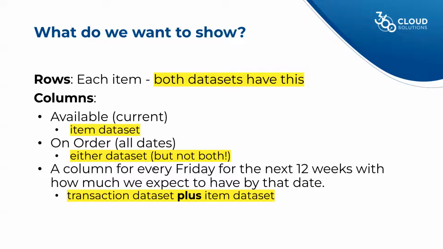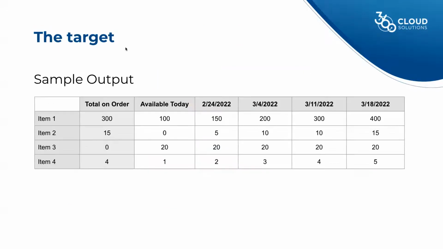And then, of course, we need a column for every Friday for the next 12 weeks with how much we expect to have by that date. This is going to have to be a combination of the transaction data set, the PO data set, plus the item data set. Remember, because that item data set knows what we have today, and the transaction data set knows what we're going to have in the coming weeks. This is what we're shooting for. This is the target.